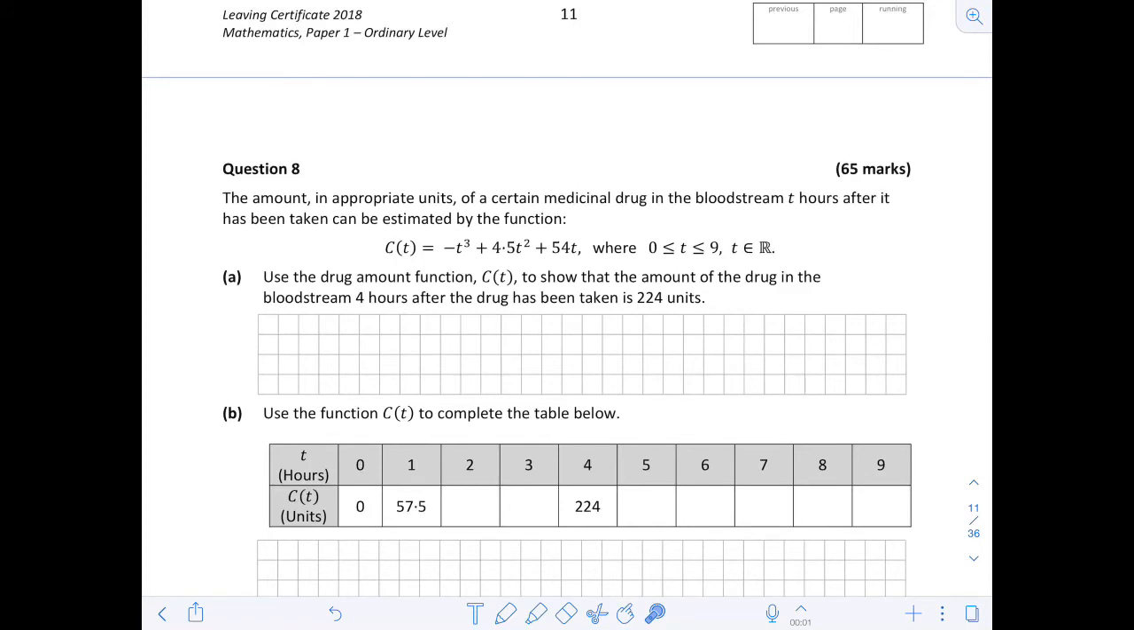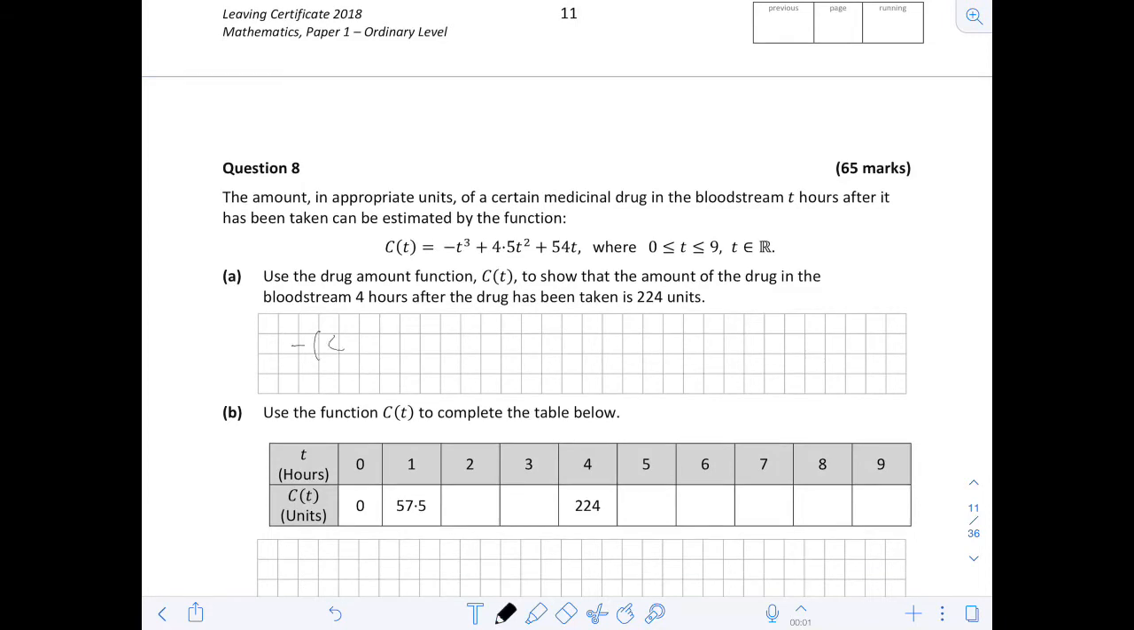So let's answer our first question. Use the drug amount function to show that the amount of the drug in the bloodstream 4 hours after the drug has been taken is 224 units. So we're given a value for t. T is going to be 4 for us. So into this function, we're going to slot in a value for 4. So it's minus bracket 4 cubed plus 4.5 bracket 4 squared plus 54 bracket 4. I input that into my calculator: minus start bracket 4 cubed plus 4.5 bracket 4 close bracket squared plus 54 bracket 4 close bracket equals 224. Okay, job done. Handy marks there, just throwing in the number 4.